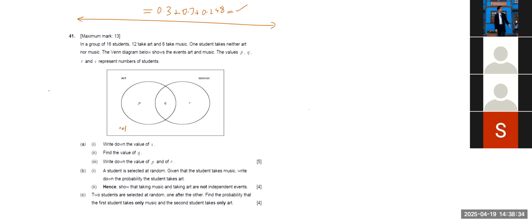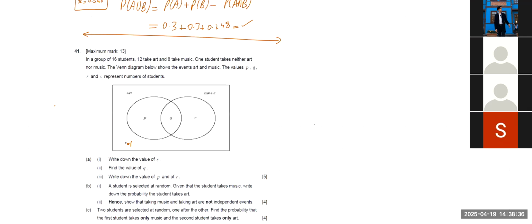Now, if 12 people take art and 8 take music, I don't know how many people take both. However, I do know that P plus Q is 12, and I know that Q plus R is 8. Correct? This must be 12 and this must be 8, because that's what they told me. Oh, that's where I got it confused.